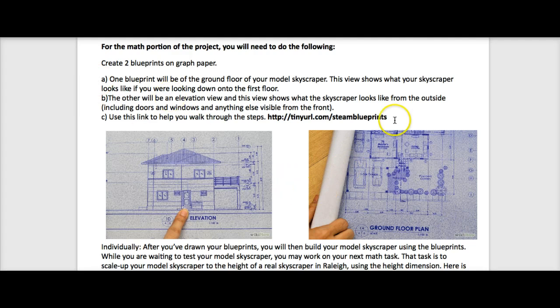When you're drawing these, you need to use a ruler for your lines. They need to be straight and accurate. The measurements need to be correct as well, and we'll talk about measurements in a second.